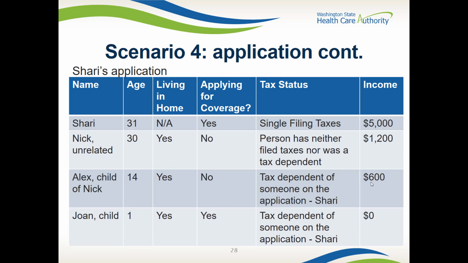Here are the details for Sherry's application. Take a moment to review this slide. As you can see, Alex and Nick are included in the application even though they are unrelated to Sherry. Alex is included because he is a tax dependent of Sherry and John's sibling.